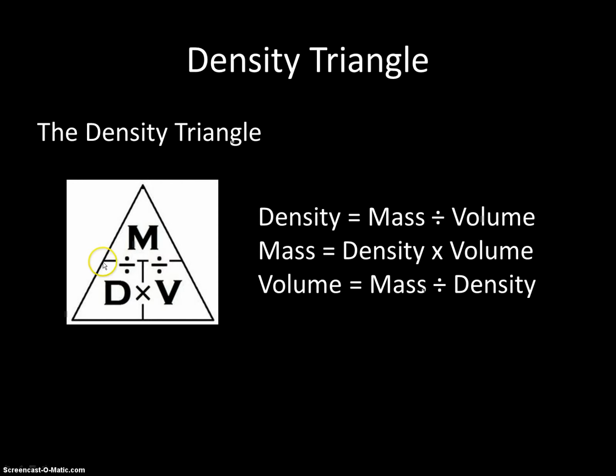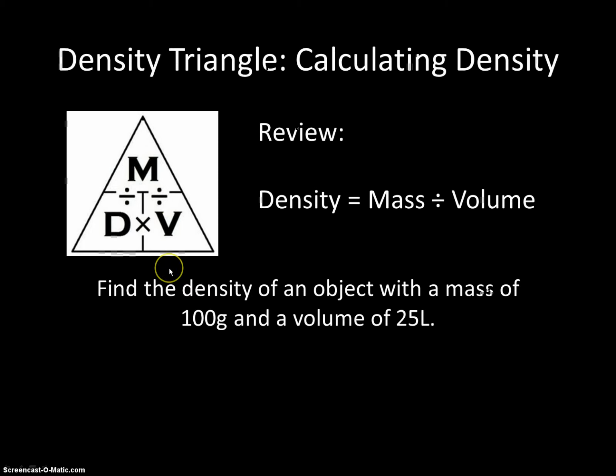Now, this line that we drew horizontally across the middle, every time we cross this line, we are going to be dividing. The vertical line that we drew right here to split up the bottom two chambers of our triangle is going to be a multiplication line, and anytime we cross that line, we're going to be multiplying. So let's look at how that works when we're actually trying to solve a problem for density, mass, or volume.